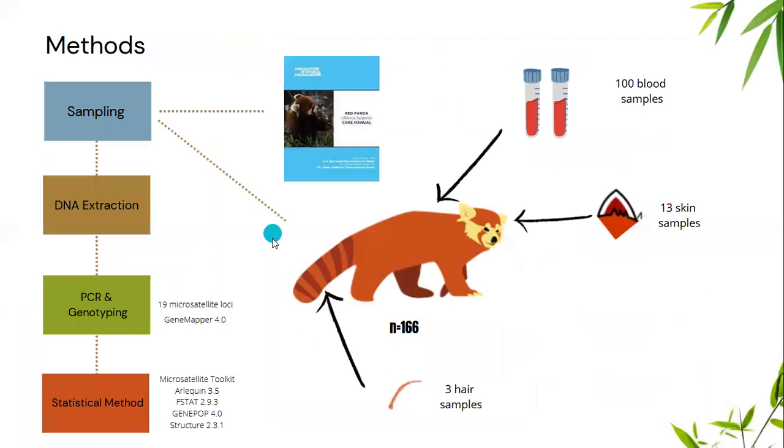The methods used were sampling, DNA extraction, PCR and genotyping, and statistical methods. For sampling, they took the red panda manual care from the Association of Zoos and Aquariums. From these individuals, they took 100 blood samples, 13 skin samples taken from the outer layer of the ear, and 3 hair samples from the bottom layer of the tail.